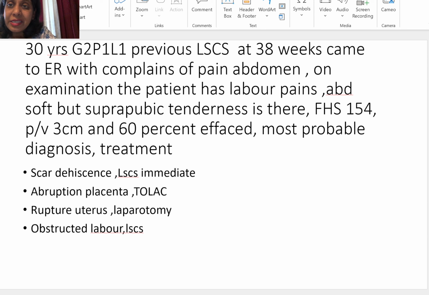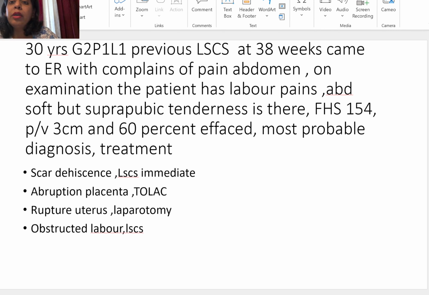On examination, patient has labor pains. So we were right. Abdomen is soft, so it rules out abruptio placenta. Okay, but suprapubic tenderness, this word means that it is a pain in the previous cesarean scar site. Fetal heart rate is normal, so it is not a rupture, because the fetus is not in distress, and there is no genital bleeding, and the abdomen is soft.